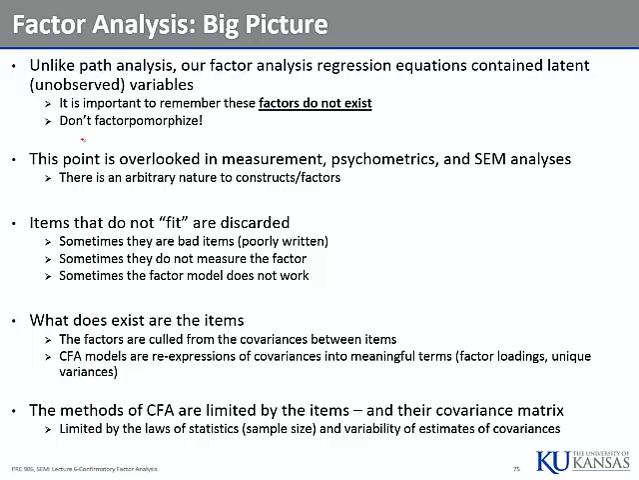Everything that we do will come back to the items and their covariance matrix, particularly in our class, and we are going to be limited by the laws of statistics, right? We have sample size to worry about, and we have to worry about the variability of estimates and covariances. So if you only have a sample of 100 people and you're going to build a test that has 300 items in it, it's not going to work. You're not going to have the sample size to get good stable estimates for everything.